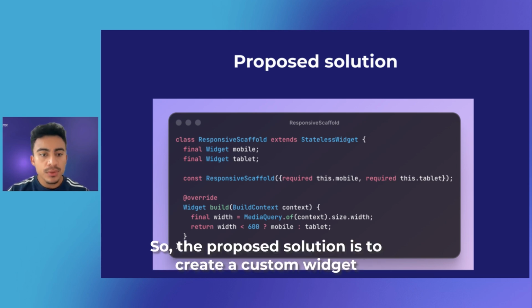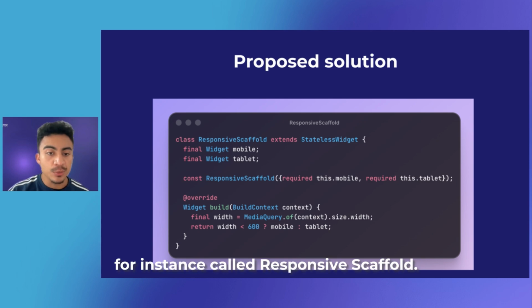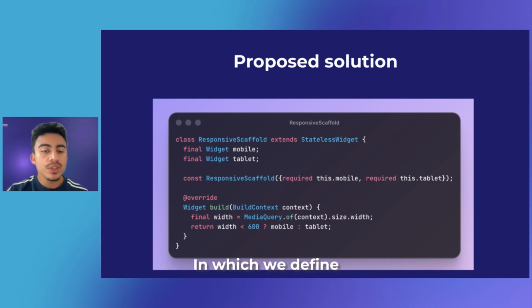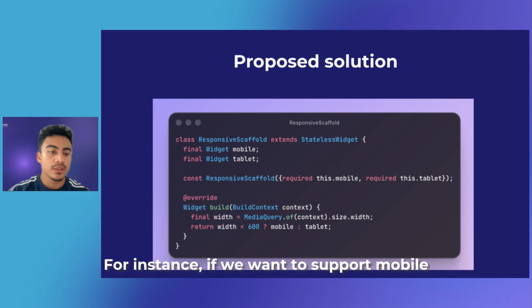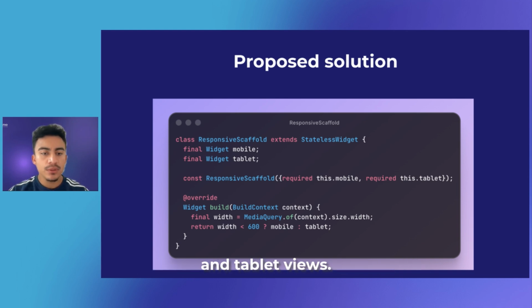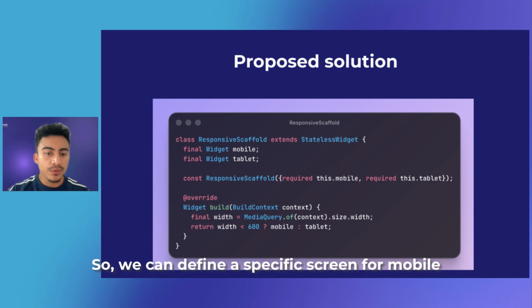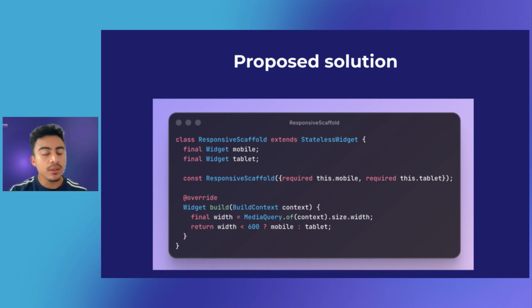So the proposed solution is to create a custom widget, for instance, called ResponsiveScaffold, in which we define different content depending on the platform the application is running. For instance, if we want to support mobile and tablet views, we can define a specific screen for mobile and a specific screen for tablets.